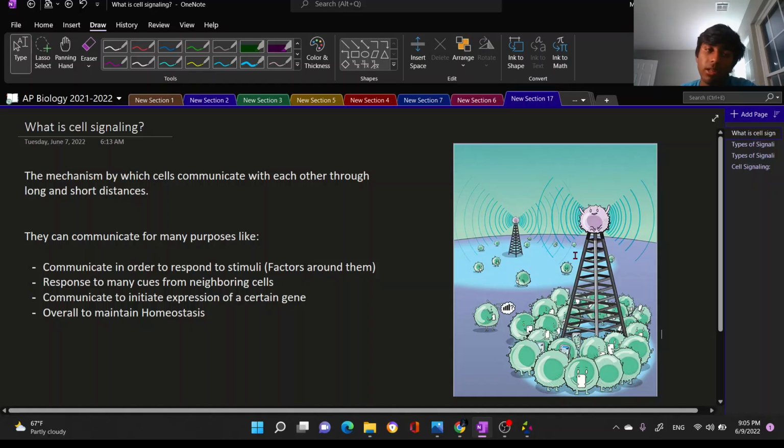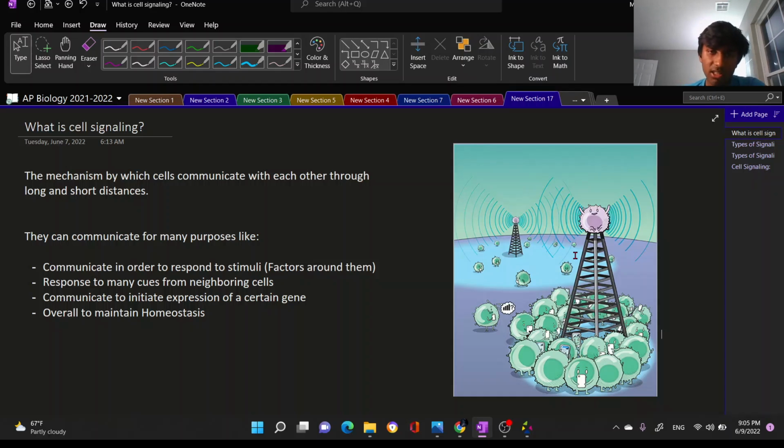This video is just going to be a little bit about cell signaling. So what exactly is cell signaling? It's basically the mechanism by which cells communicate with each other through long and short distances.